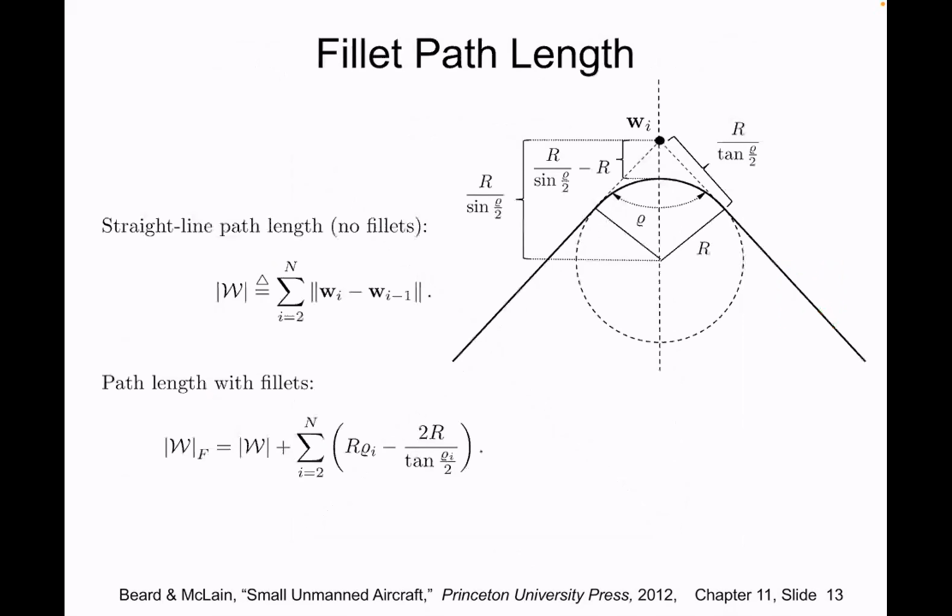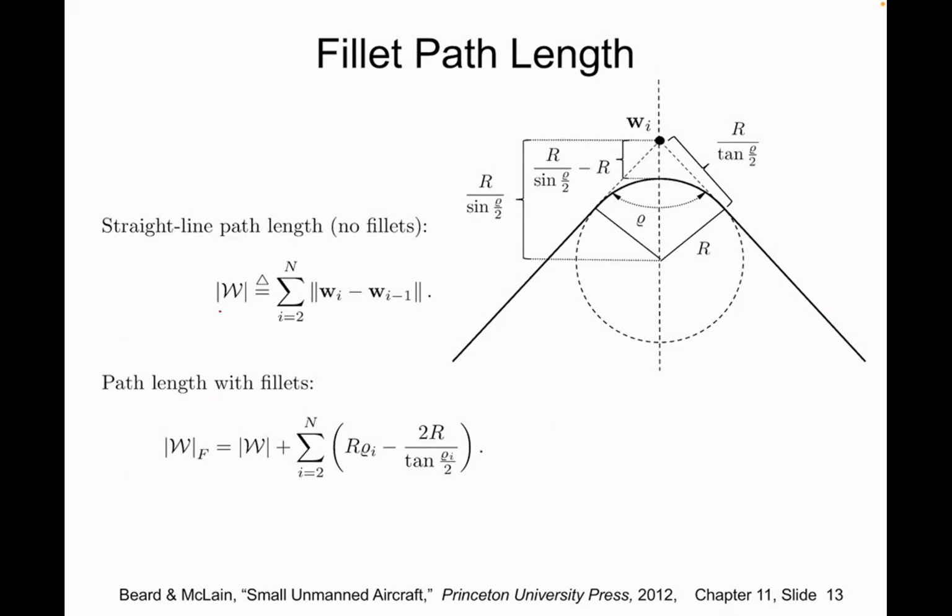Now, the next question is, how does it work when you have a path with no fillet, which means a sharp turn? And how does it work when you have the path with fillet? A sharp turn, which is two straight line paths intersecting, cannot be achieved in practice. So even if your path is a straight line path with no fillets, the actual UAV needs some finite amount of radius to turn.